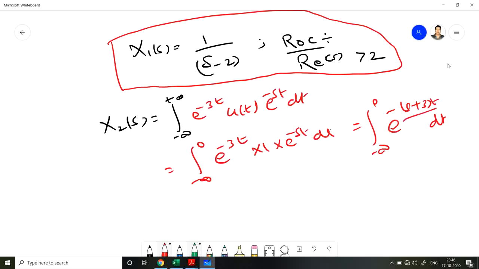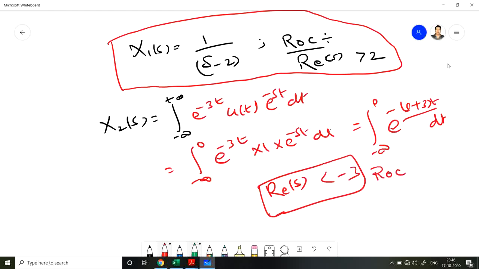So it will converge only when the real part of s plus 3 is less than 0. So the real part of s is less than minus 3. So this is the reason of convergence, and the solution of this integral is minus 1 divided by s plus 3.